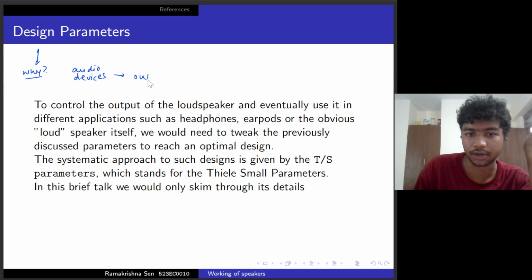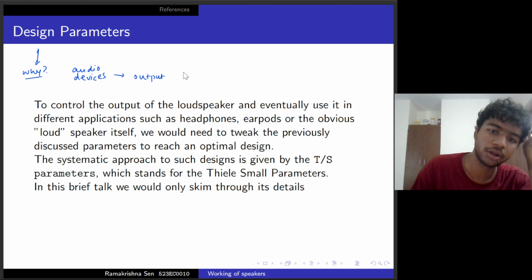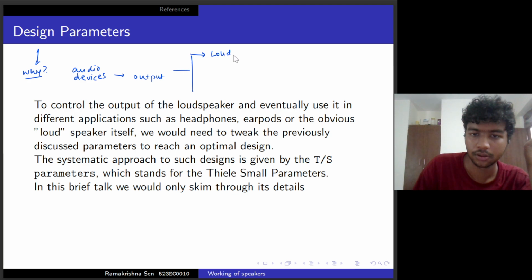Specifically the output bit. Now, the audio devices might come into a plethora of use cases. The very first obvious one will be a loudspeaker, right? So you want one very small input wave into a very large output wave, right? That will be the job of a loudspeaker.